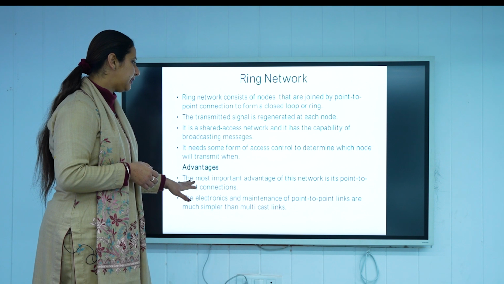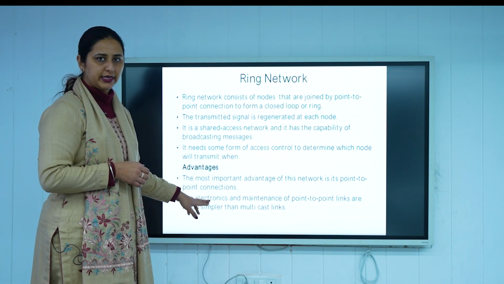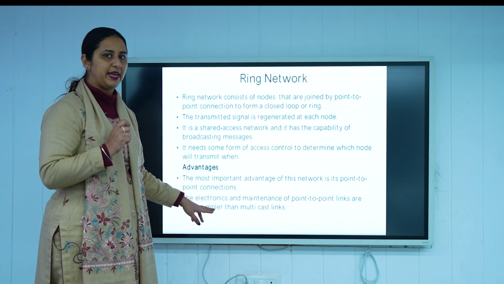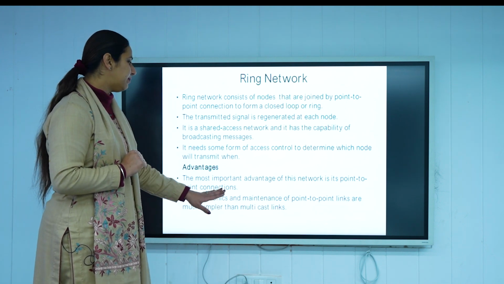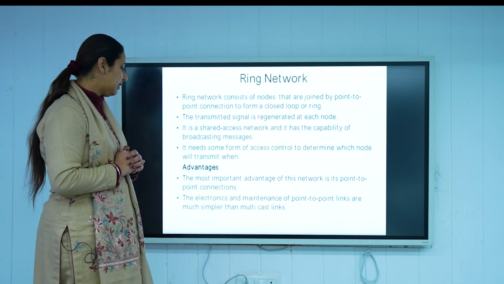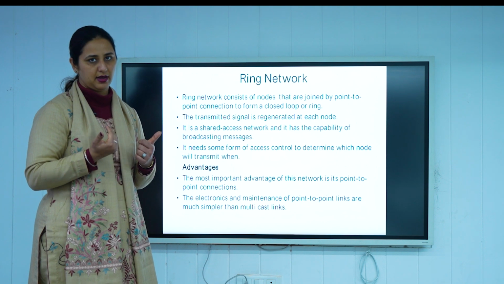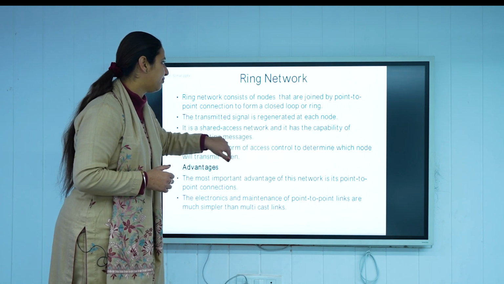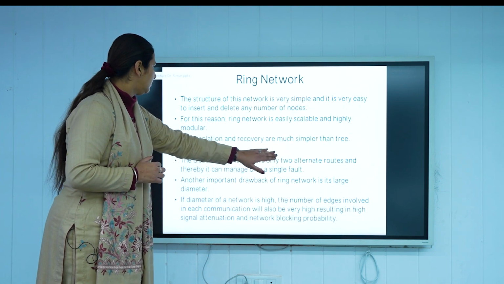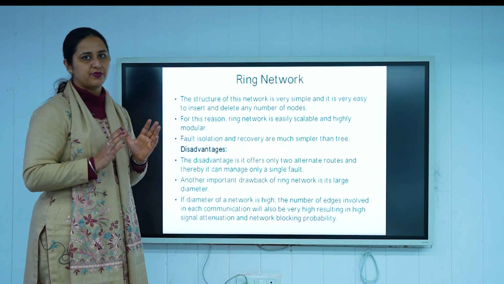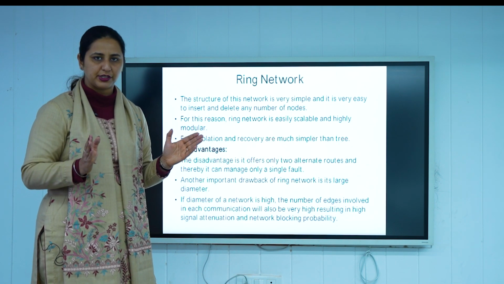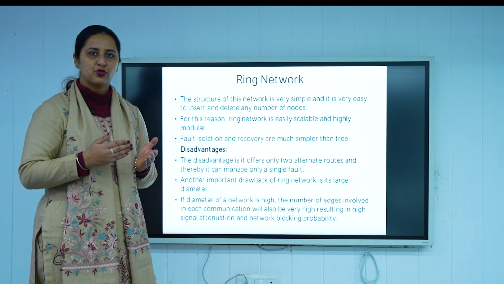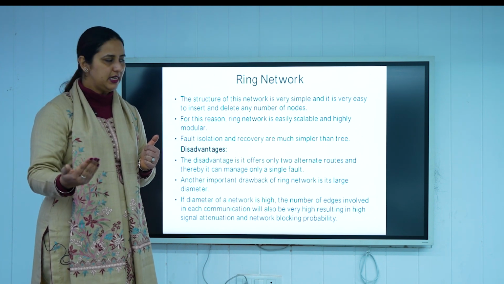So the advantages are that there are point-to-point connections. So the connections could be very tight and effective. Then electronics and maintenance of point-to-point links are much simpler, and they are also cost effective. The structure is also very simple, as all the adjacent nodes are connected to each other and form a loop. So the structure is overall very easy.